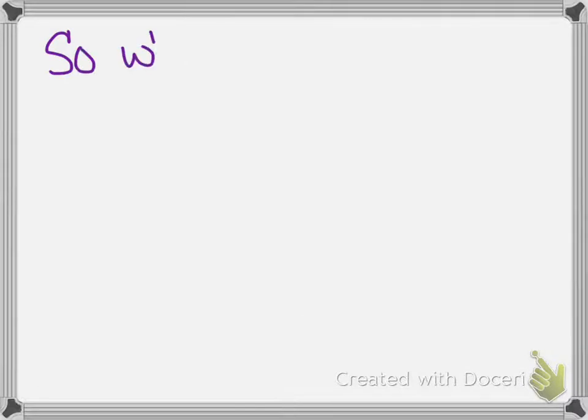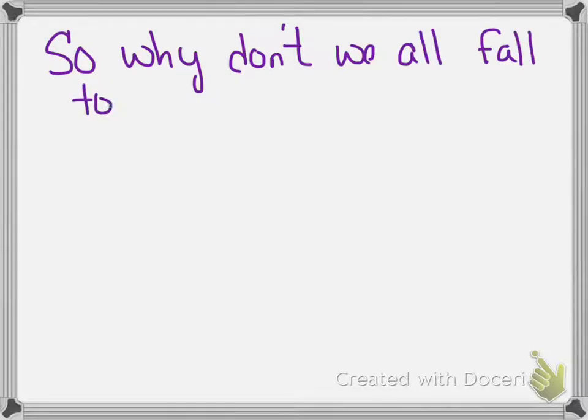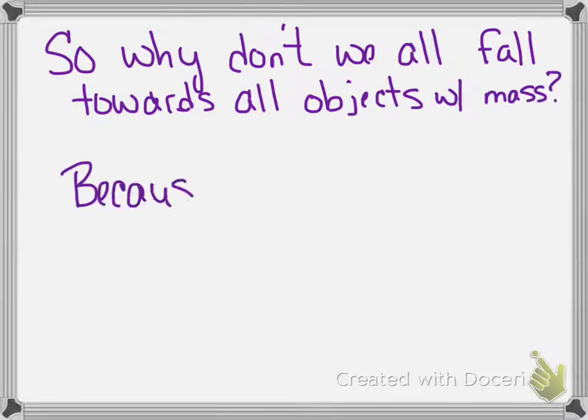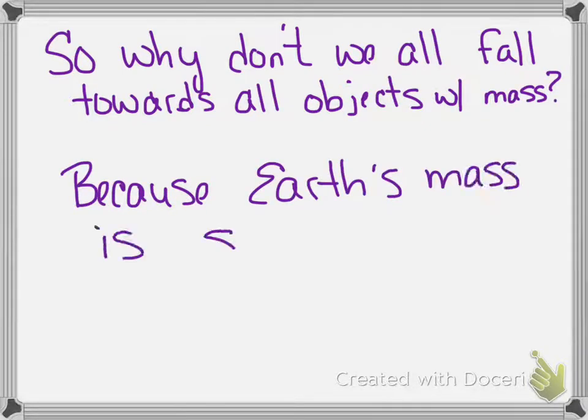So here's my question. Instead of just falling onto the ground, why don't we all fall towards all objects with mass? And here's the answer. Because the Earth's mass is so much greater. Because the Earth has the greatest mass of anything that you're ever going to be exposed to, you're only going to be affected by the Earth's gravity. So we know, and Newton was able to figure out, that gravity had to do with the mass of the object. So you have a relatively small, infinitesimal mass compared to the mass of the Earth, right? So you're not really pulling the Earth towards you in an amount that we can measure.